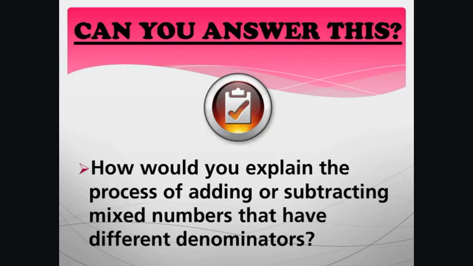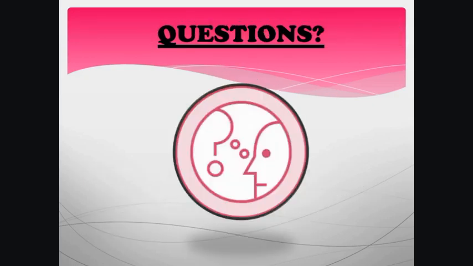But I want to ask you guys, how do you explain the process of adding and subtracting mixed numbers if they have different denominators? If you're not sure how to answer that and you're struggling a little bit with this lesson, please go back to any part that you might need clarification on. You can rewind. If you have any additional questions, please don't hesitate to let us know. And don't forget to complete the answers below.